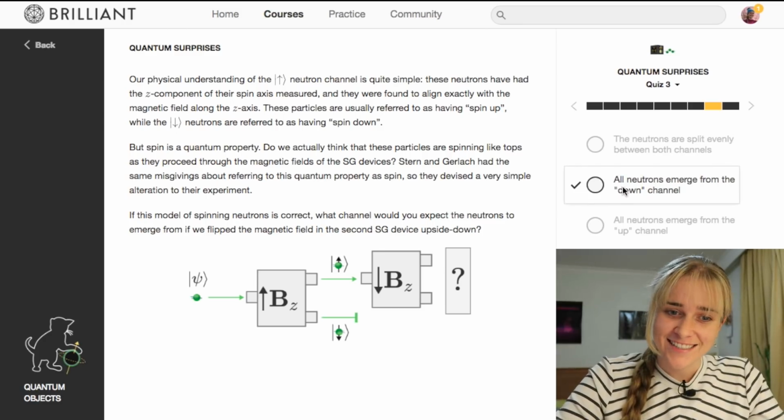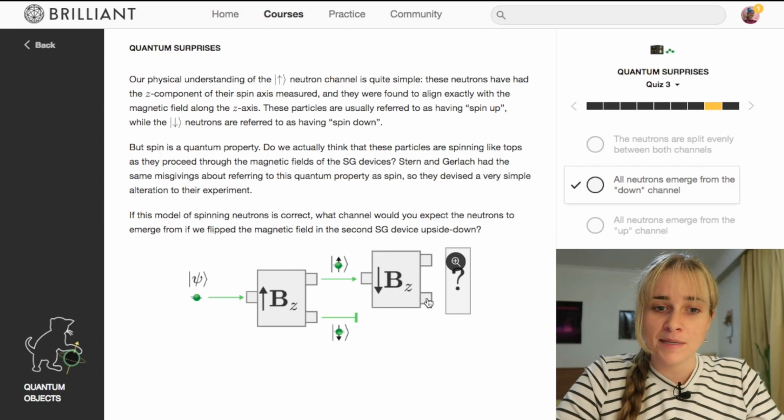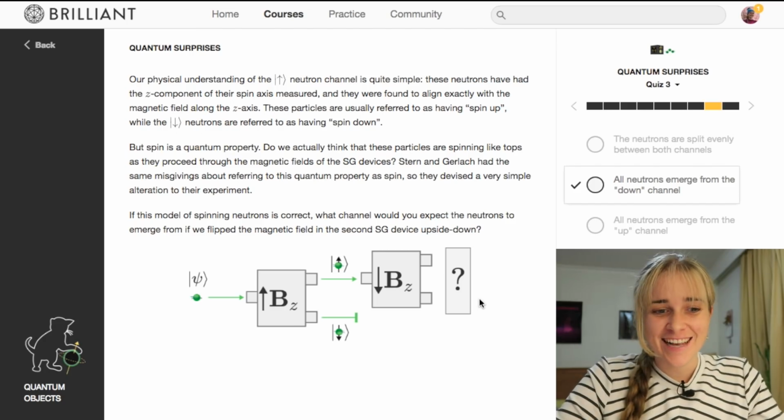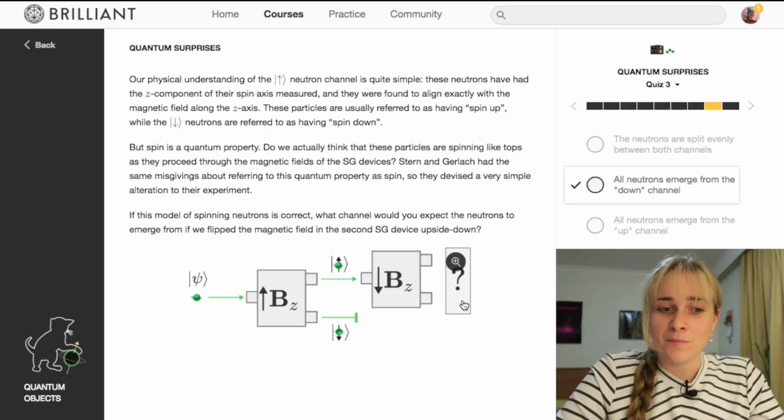The correct answer is that all the neutrons would emerge this time from the spin down channel, so they'd be measured down here. It does kind of make sense because literally you have just turned this analyzer upside down, so even though you're measuring them now as spin down, you're really still doing what you were doing before. You're measuring them as spin up. You've just flipped which way the up and down channels are appearing to you.